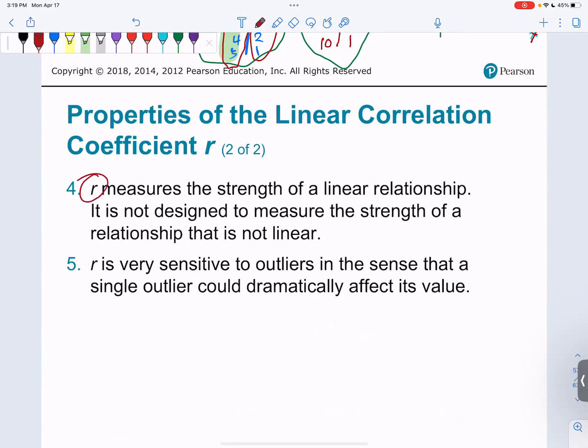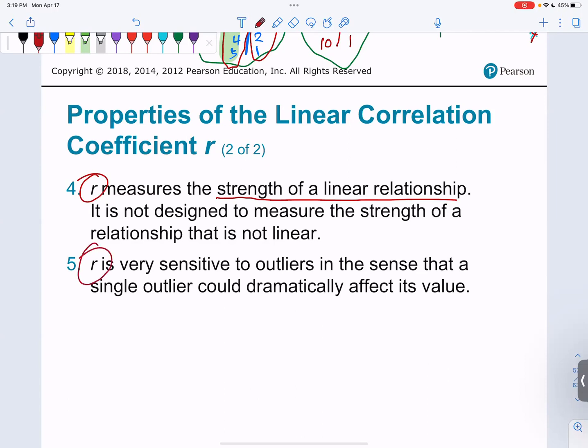And we remember that R measures the strength of the linear relationship, right? As it gets closer to 1, it is stronger. As it gets closer to 0, it is weaker. R equal to 0 means no linear relationship. So we cannot say there is no relationship between those two variables. We can say just no linear relationship.